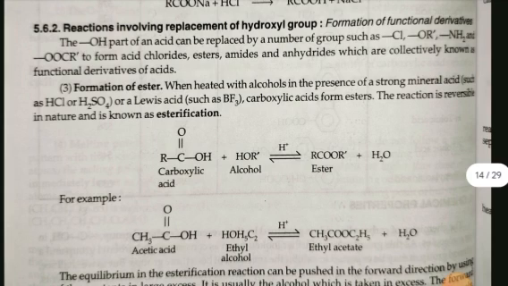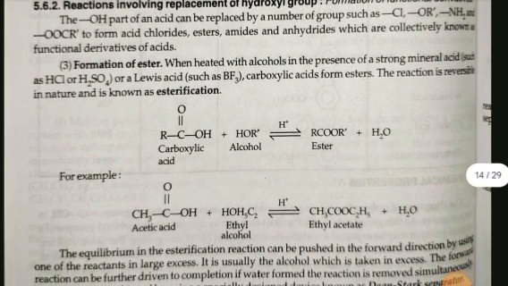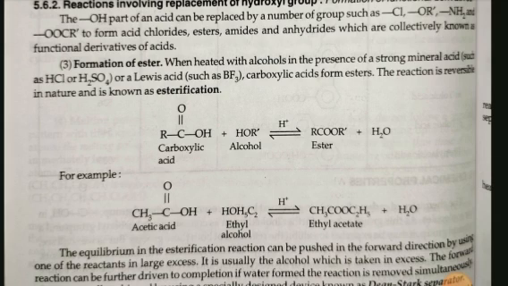Reactions involving replacement of the hydroxyl group, formation of functional derivatives. The OH part of the acid can be replaced by a number of groups such as chloro, OR, NH2 and OOCR to form acid chloride, ester, amide and anhydride, which are collectively known as functional derivatives of acid.